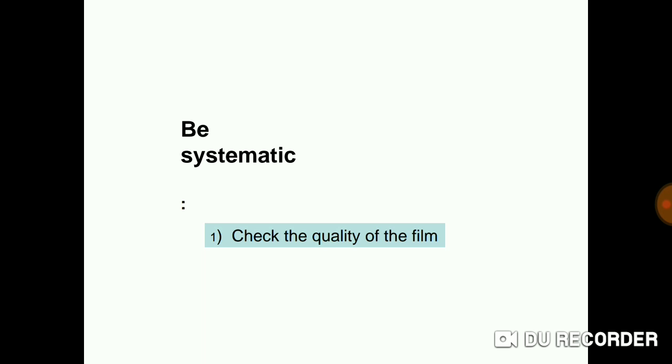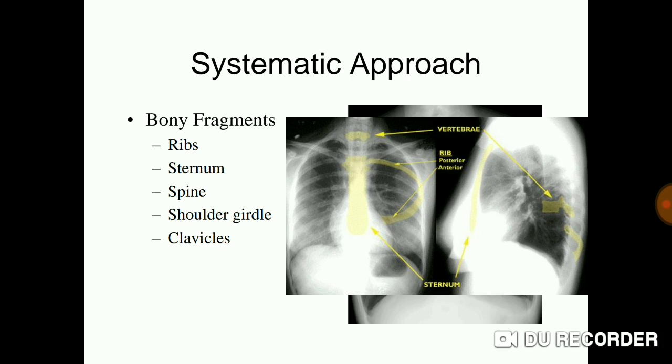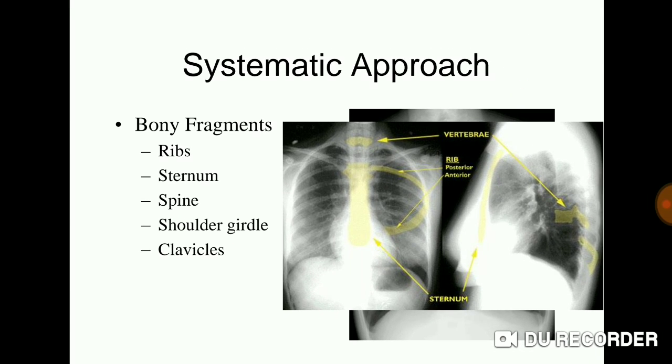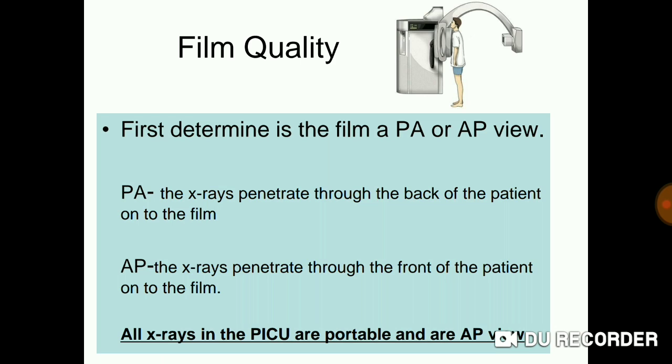Be systematic. We have to check the quality of the film. Systematic approach: we will see in the chest X-ray bony structures like ribs, sternum, spine, shoulder girdle or clavicles. You can see in this X-ray also vertebra, rib, posterior or anterior, sternum. Film quality: how do we check that this is a good quality film or something else? First determine: is the film a posterior anterior or anterior posterior view?